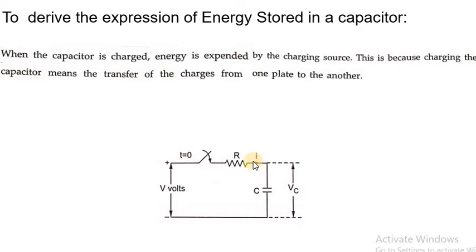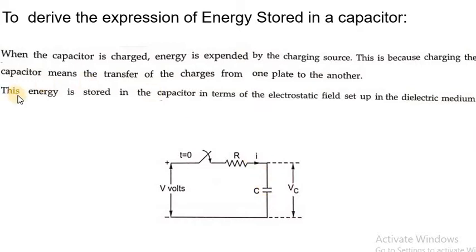Now as per the direction of current, the charge which is going to be stored in the capacitor is going to be transferred from the upper plate to the lower plate. Now why from the upper plate to the lower plate? Because the current is flowing in the downward direction. So current is flowing from the upper plate to the lower plate, and the charge is going to transfer from the upper plate to the downward plate.